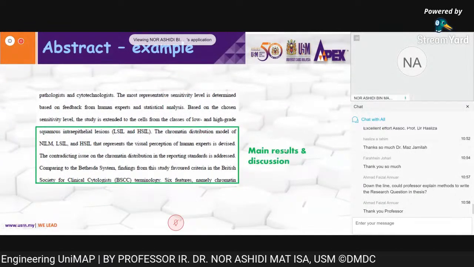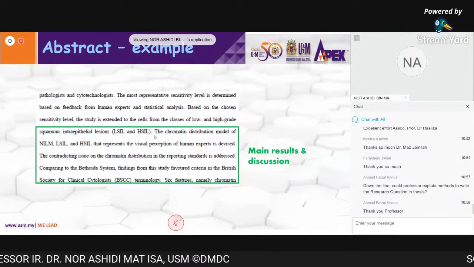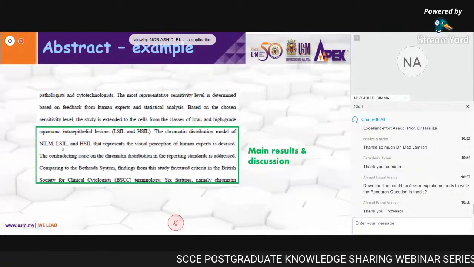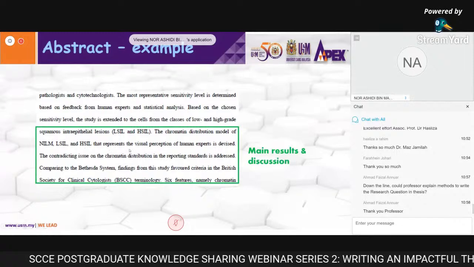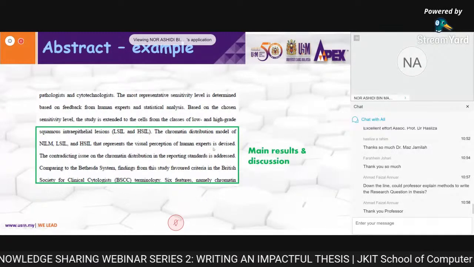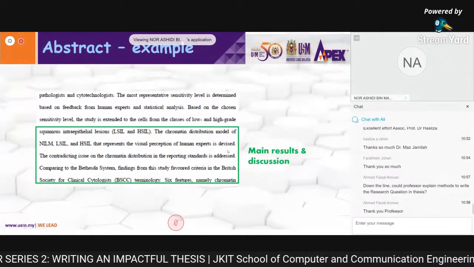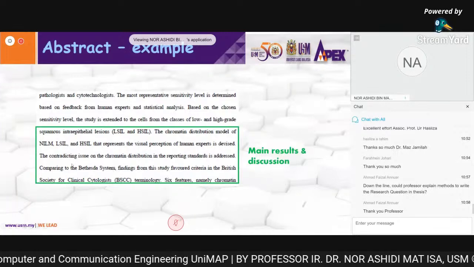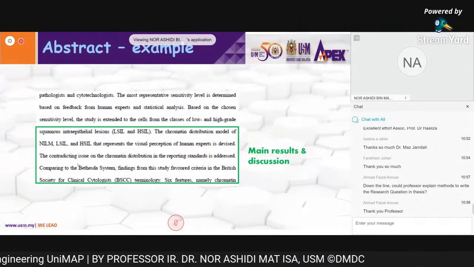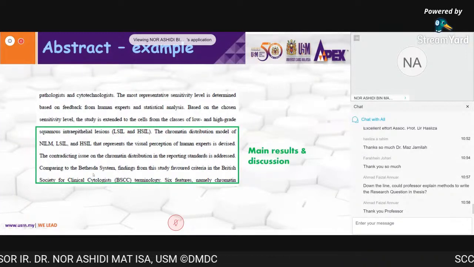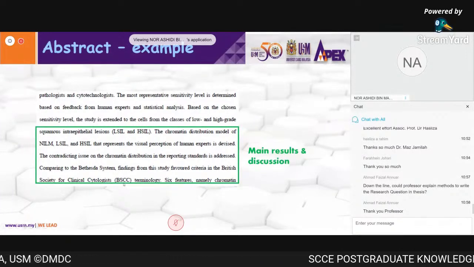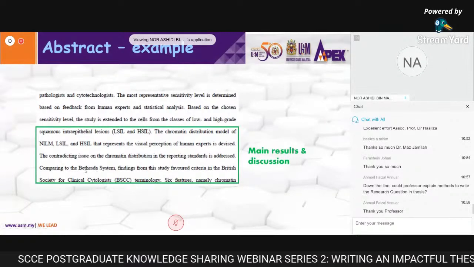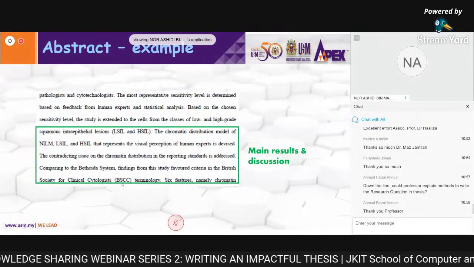This is the main results. The main result, what is our finding: the chromatin distribution model of the normal and abnormal can represent the visual perception of the human expert. Okay, we have successfully devised it. Then we compare with the existing ones, which are the Bethesda system and also BSCC. So we compare with this one, and with this one. It seems that our techniques, the students' techniques, are different as compared to the Bethesda system, but similar to the BSCC.